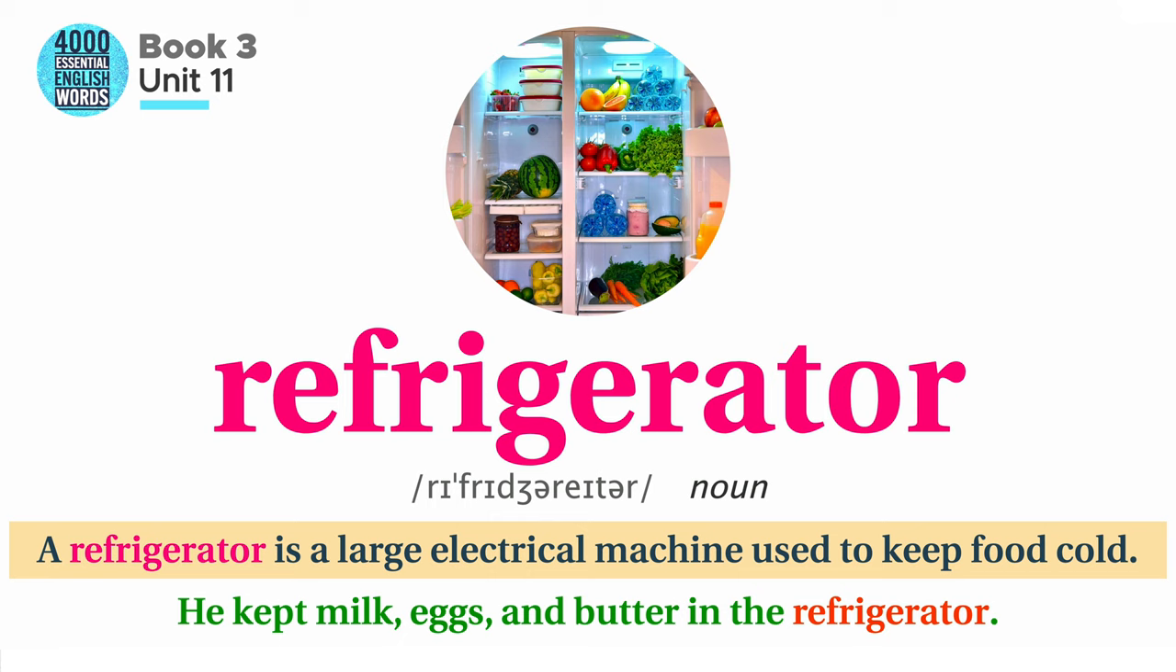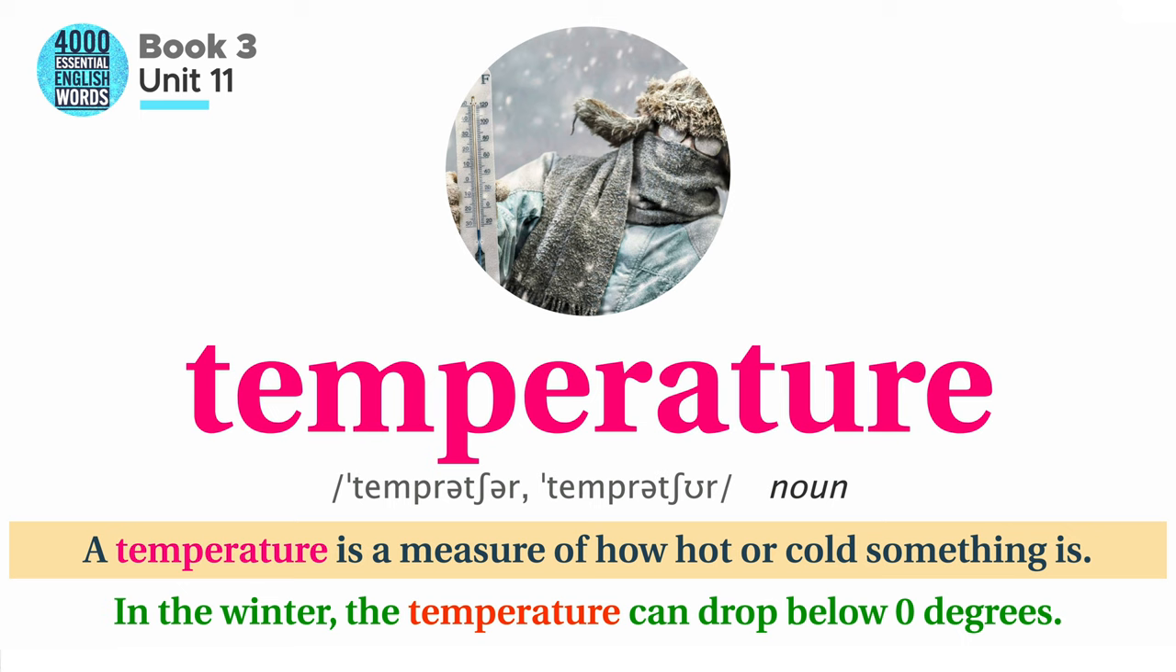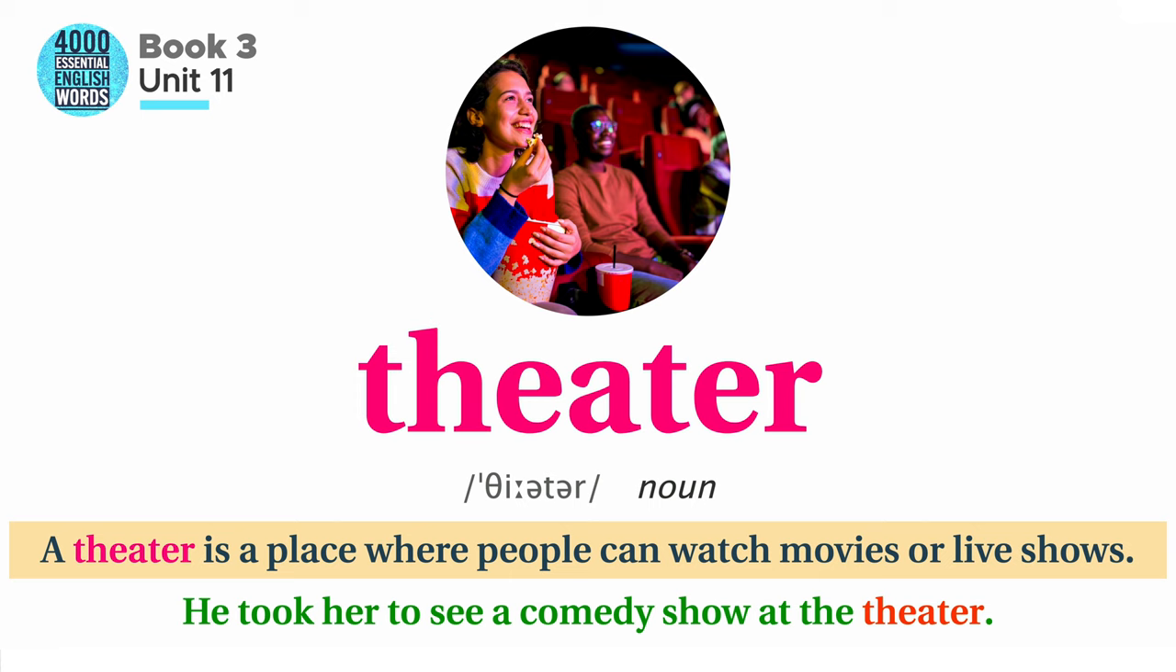Temperature. A temperature is a measure of how hot or cold something is. In the winter, the temperature can drop below 0 degrees. Theater. A theater is a place where people can watch movies or live shows. He took her to see a comedy show at the theater.